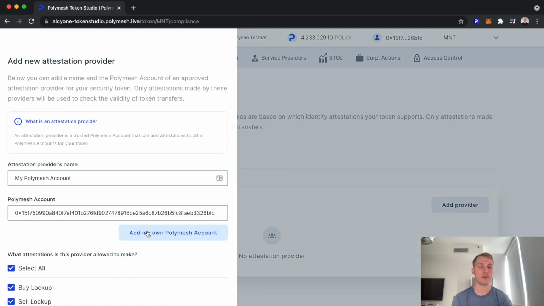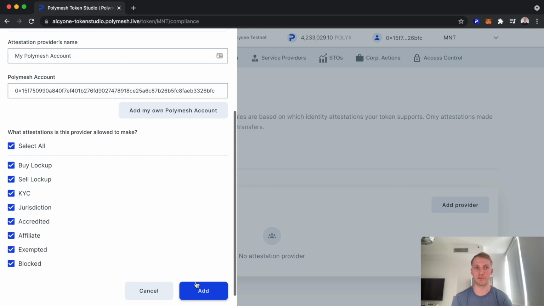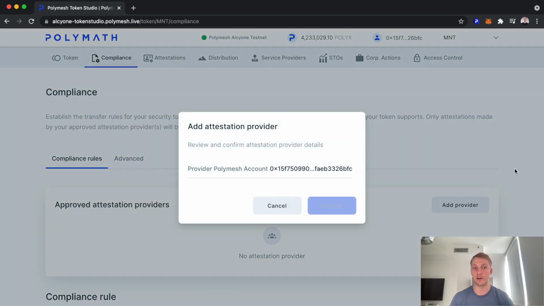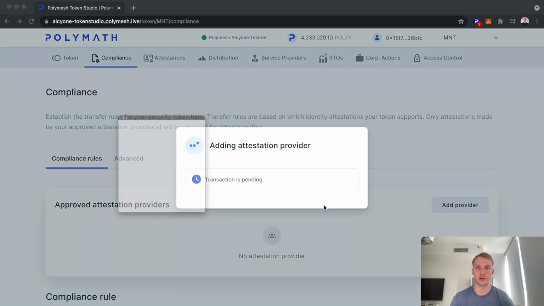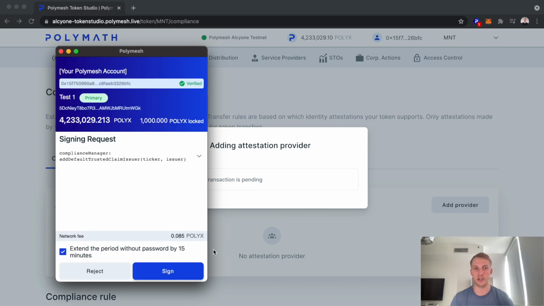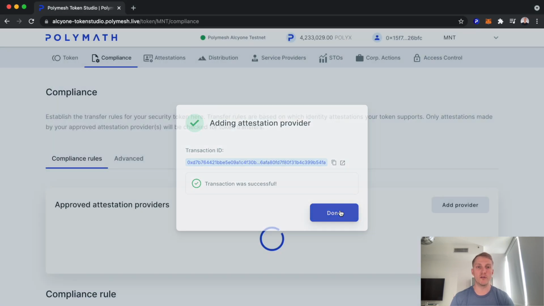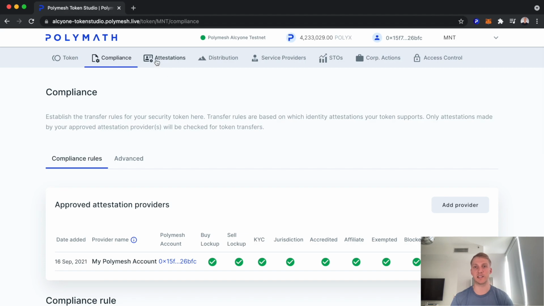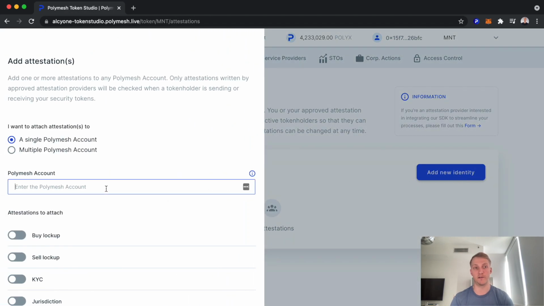So once I create this rule and I enforce it with the token, that applies to all potential users of the token. Here I'm adding an approved attestation provider. So I'm going to add myself, but I could add a KYC provider, a transfer agent, a custodian, an exchange, et cetera, et cetera. And so approved attestation providers can make attestations about potential holders of the token.